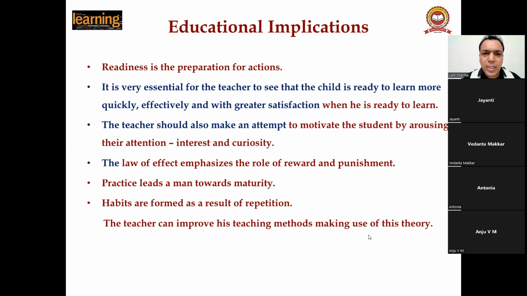Number 1, readiness is the preparation for action. Make your student ready to learn. And one more thing came to my mind. Revision is the mother of learning. It doesn't mean that once you have finished one topic you don't have to revise it in future. Revise the topic. Correlate your last topic with your next coming lectures. Try to learn by correlating the topics. So make your student first ready to learn. We have come to know this from the theory.